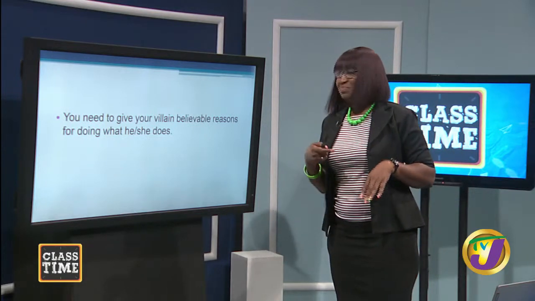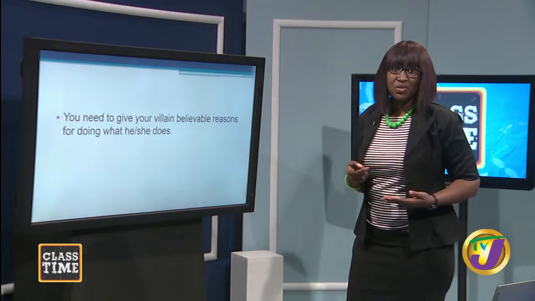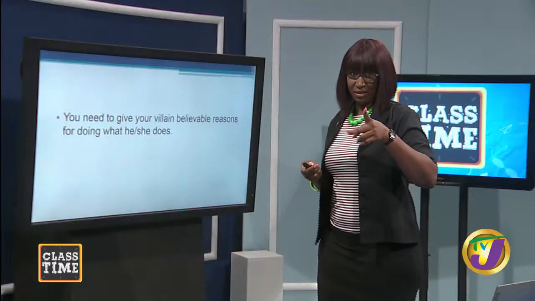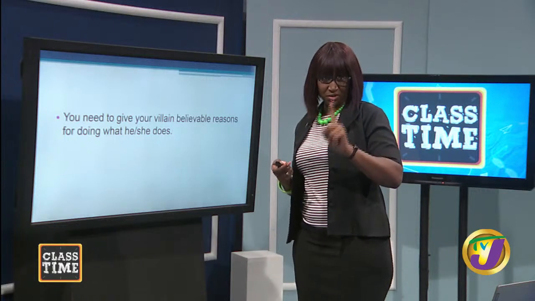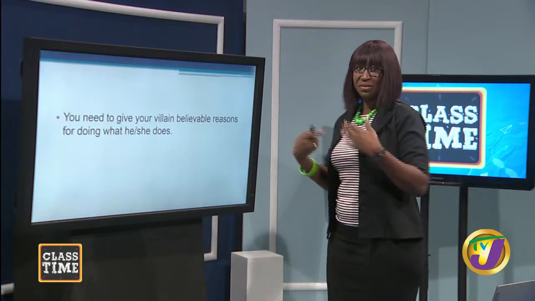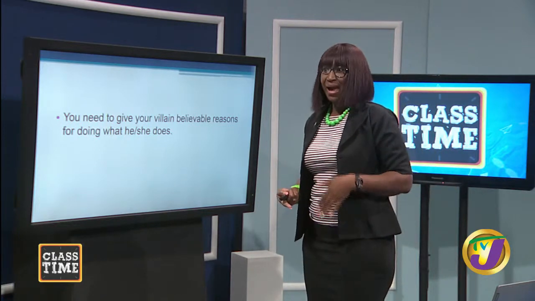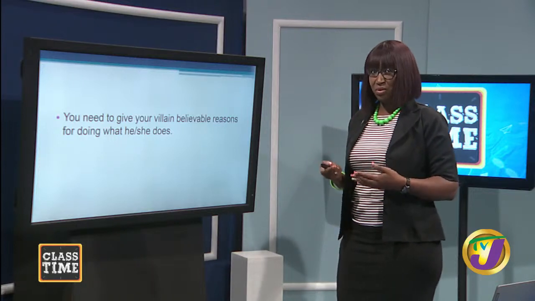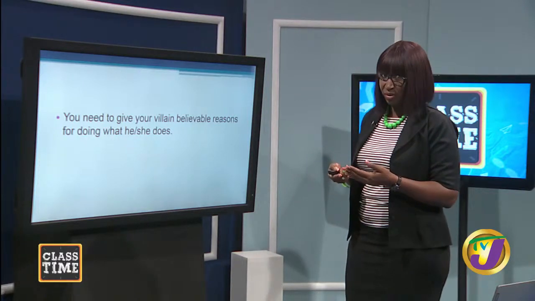Now, you want to give them believable reasons as well. So you want to ensure that your villain is not just crazy, full stop, but crazy with understanding. We understand why they think the way they think. So the reason must be believable. Something perhaps happened to them when they were younger, and now they're reacting to it. So we want to understand what they're doing, even if we still don't quite agree with what they're doing.